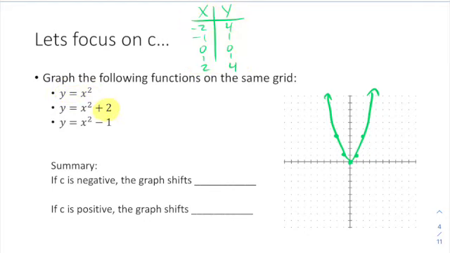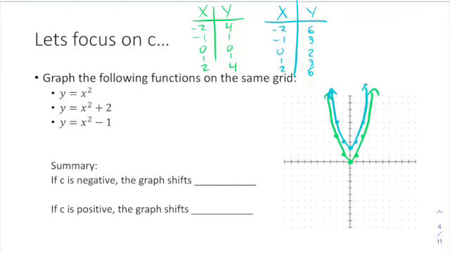Now let's take a look and see what this 2 does when we add it to the second equation. Using the same methods, you'll see that the y values all went up by 2. And now let's throw that graph on here. And when we take a look at this graph, you'll see that all of the points from the parent function shifted up 2 units. So that positive c shifted the graph up c units, in this case 2.